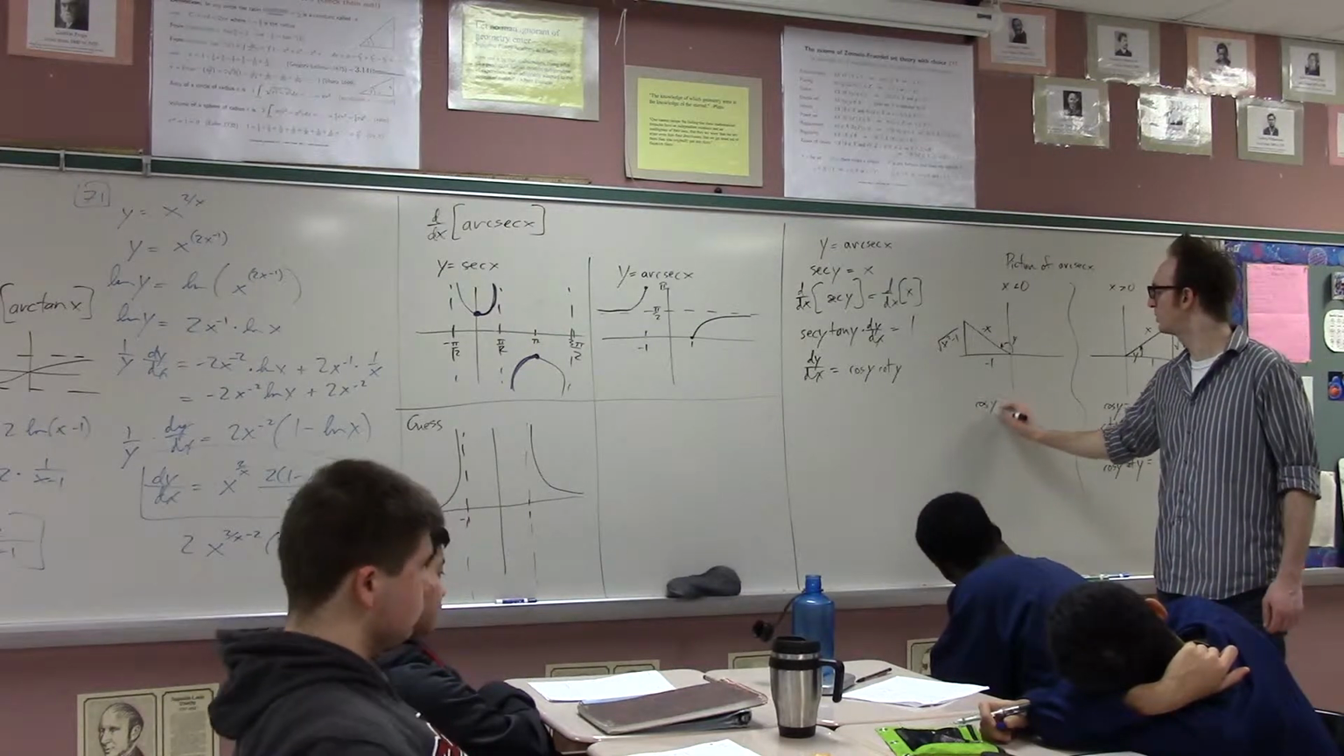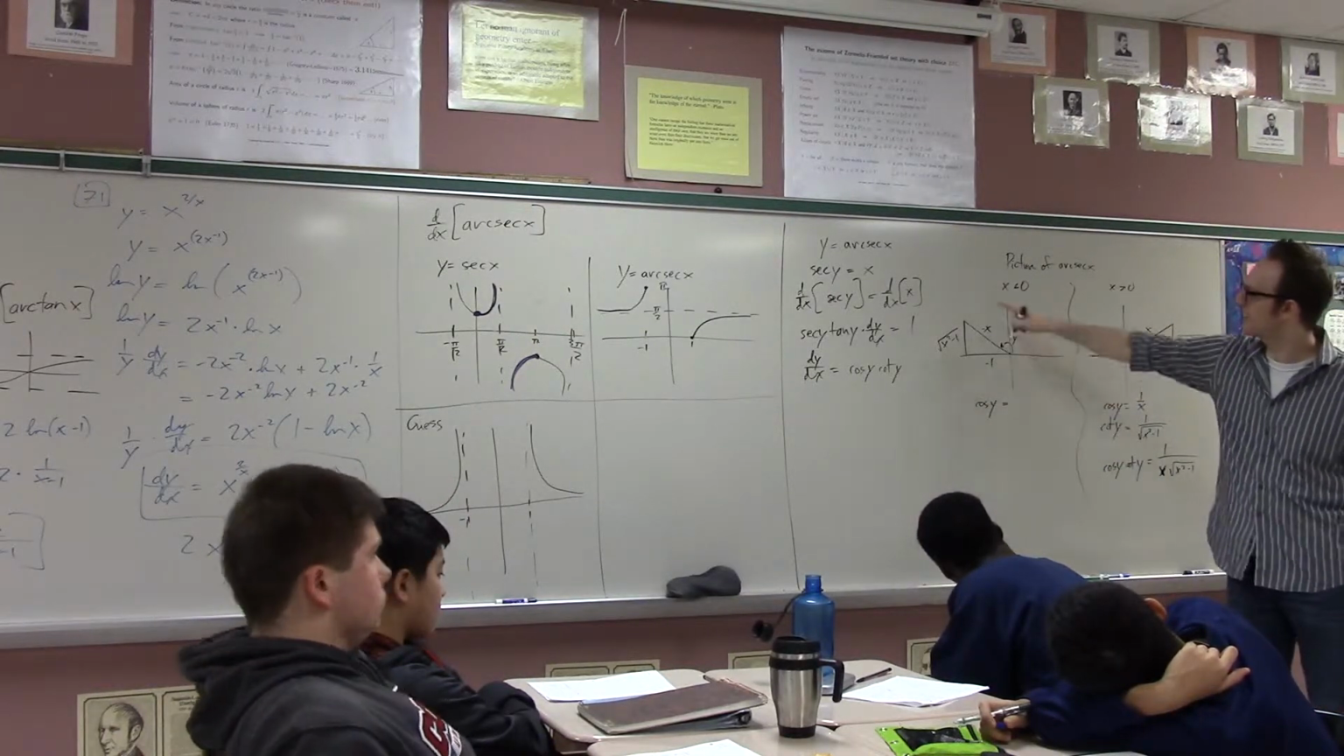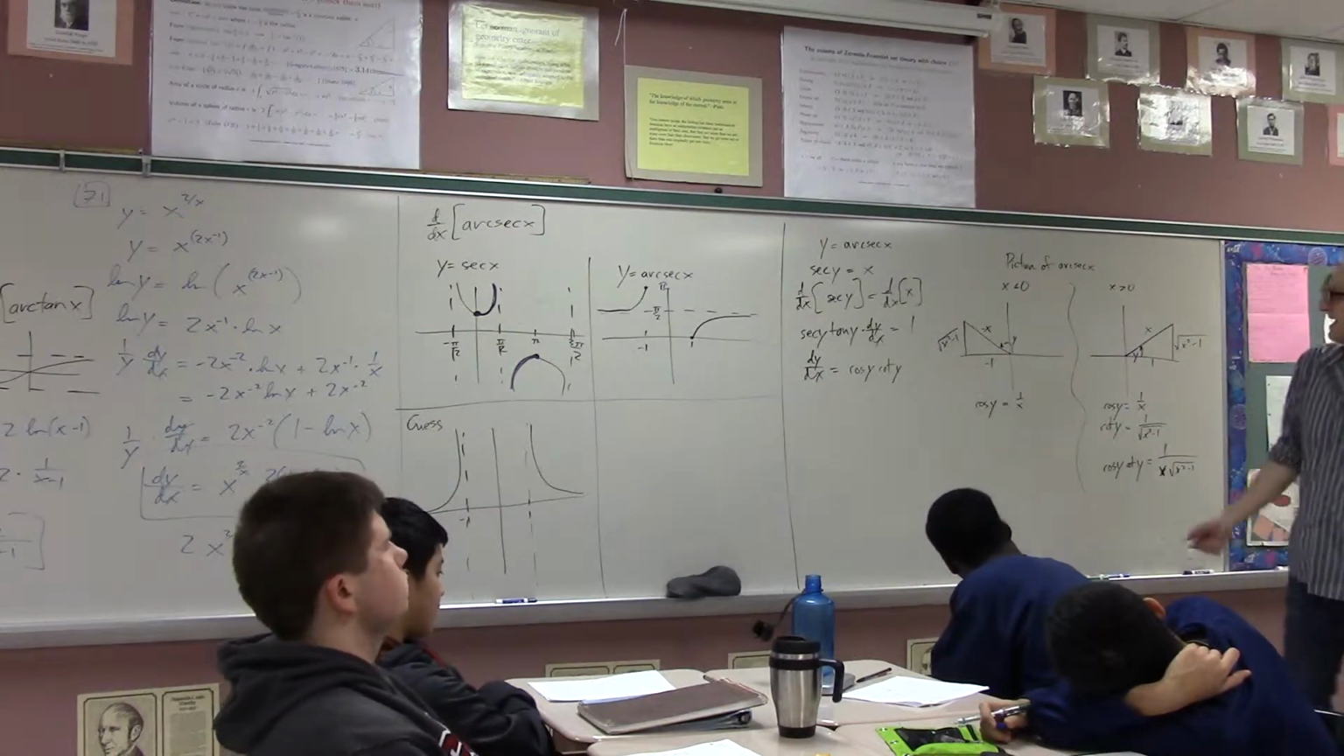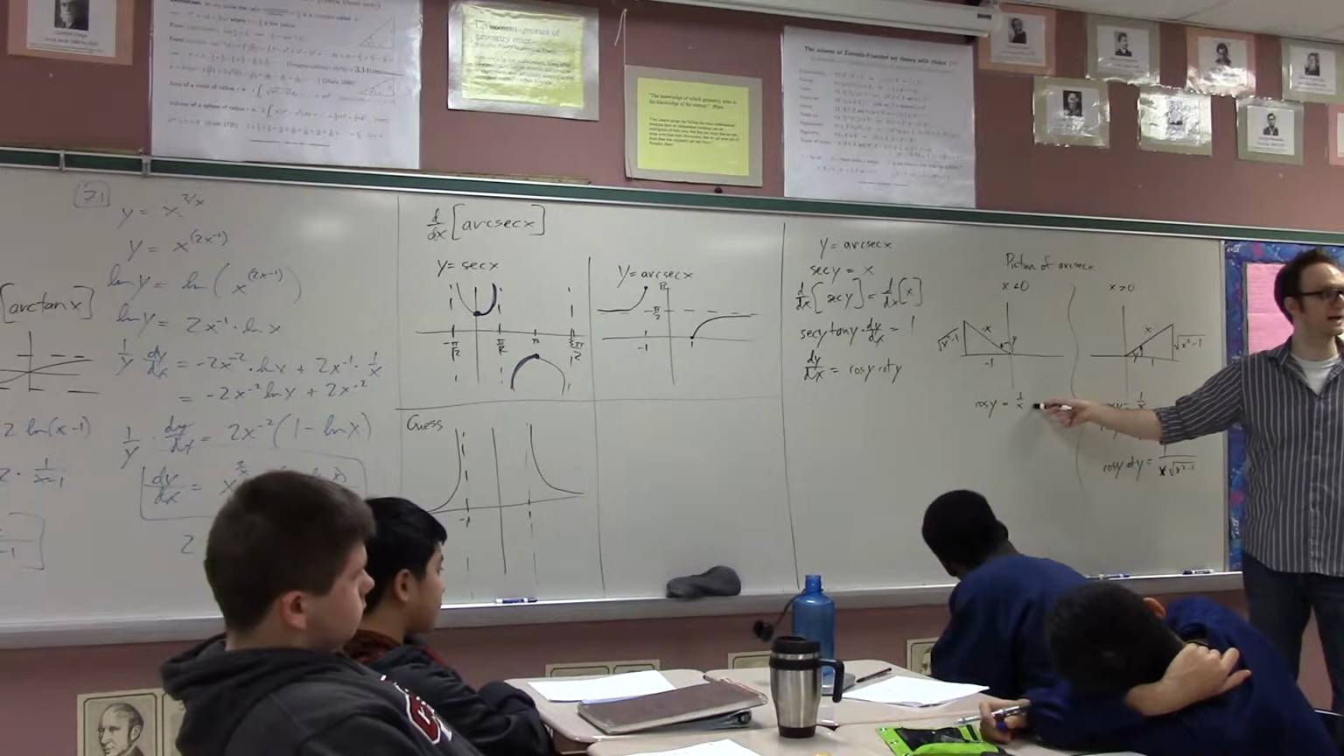Now what is cosine y? The cosine of that angle is now, oh, well, it's still 1 over x. And is that 1 over x a positive or negative quantity?